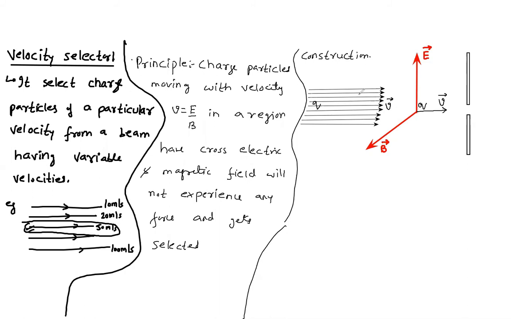This beam is coming, having charged particles of variable velocities. Then there is a region having cross electric and magnetic field. Electric field is along y-axis, magnetic field is along z-axis. And the charged particle is moving perpendicular to both. Then there is this wall. Charged particles can pass through the wall through this small opening. Now look at the theory.